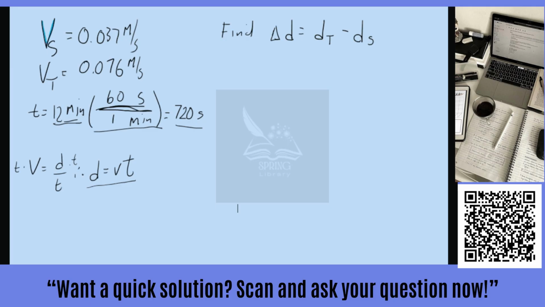Well, let's go ahead and substitute in what we know about the distance. The distance is equal to the velocity of the tortoise multiplied by time, minus the velocity of the sloth multiplied by time. They both include the same amount of time, since we're looking at the same 12 minutes for each of them. So I'm going to factor that out. What we're looking for, delta d, is going to be equal to the difference between the velocity of the tortoise and the velocity of the sloth, multiplied by time. Here we have our final equation.